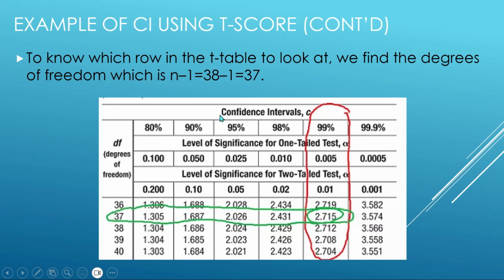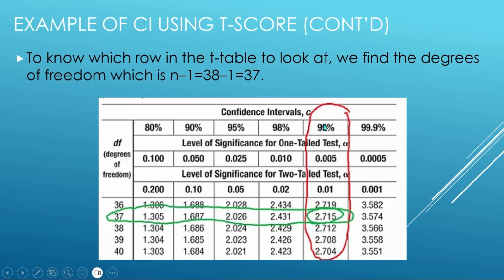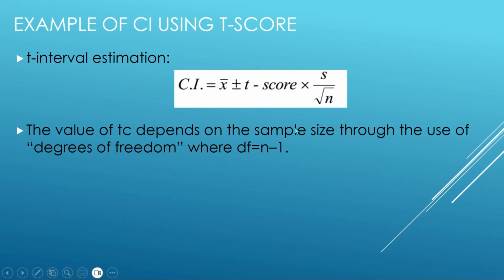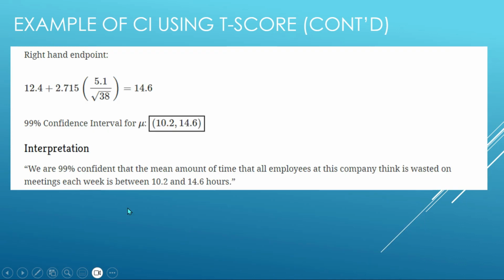Next, we have to look at the confidence level. Here we are looking for 99%. So we will look into the column of 99%, and here it is 2.715. So this t score is 2.715. So we simply use the same method which we have done before: 5.1 divided by the square root of 38. This gives us the following two endpoints for our interval, left-hand endpoint and right-hand endpoint, and we get 10.2 and 14.6.